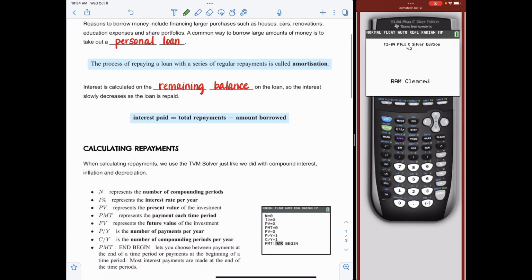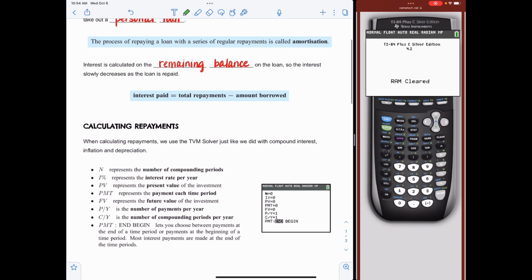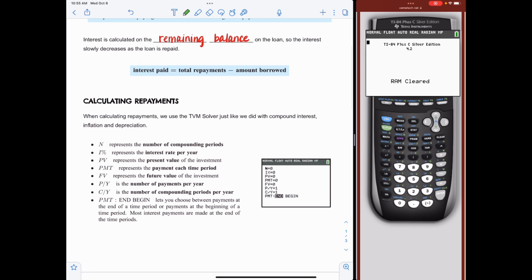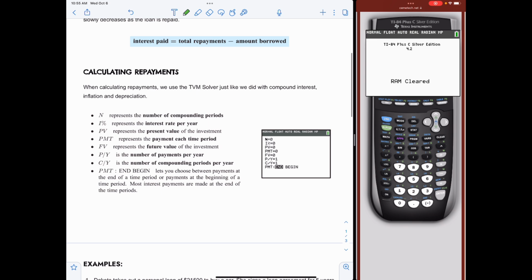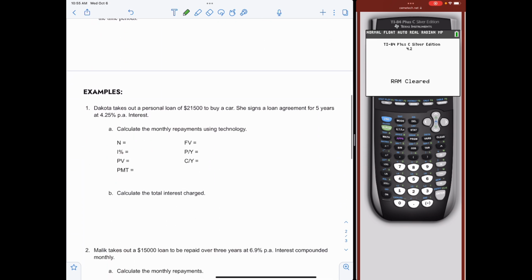So when we calculate repayments, we can use the TVM Solver just like we did with compound interest and inflation and depreciation. So we already know what the variables mean, and if you need to, pause the video to go back over what each part means, and then we can get into some examples. So let's look at example 1.